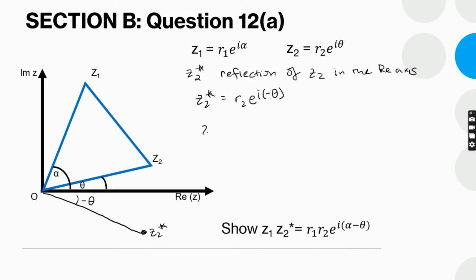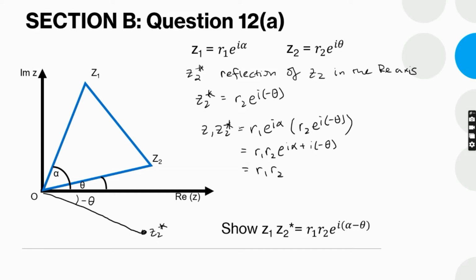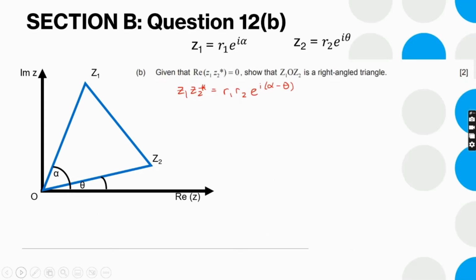So we are required to multiply z1 and z2 conjugate. That gives me r1 e to the i alpha multiplied by r2 e to the i minus theta. Okay, I multiply r1, r2. As for the powers of e, I just treat them like indices, I add them together. And I obtain the answer: r1 r2 e to the i (alpha minus theta).